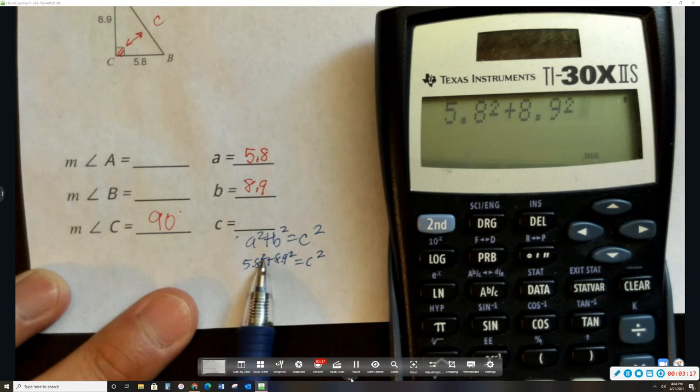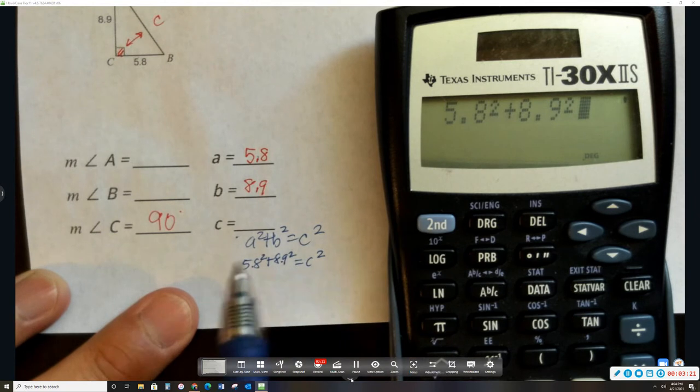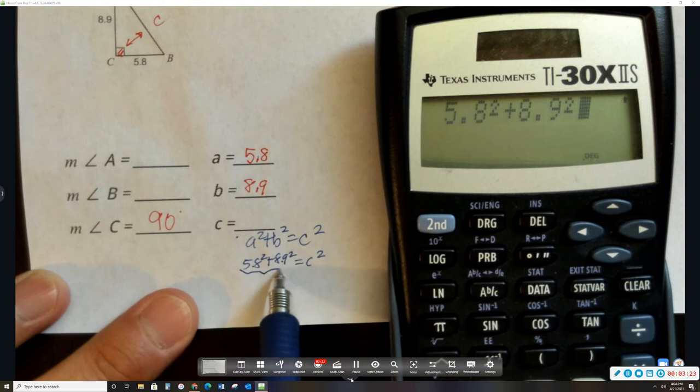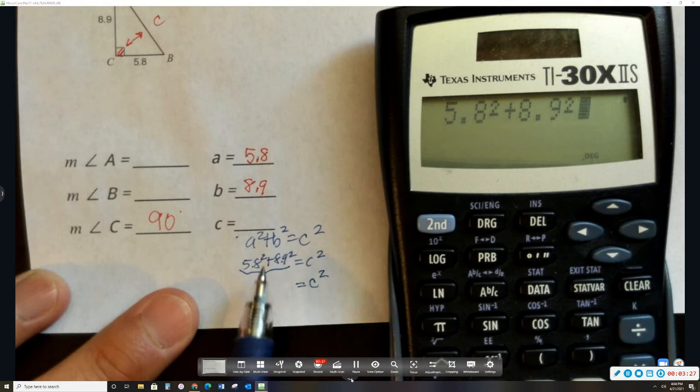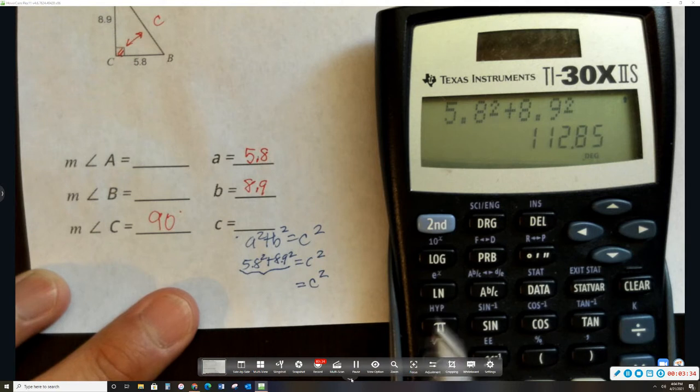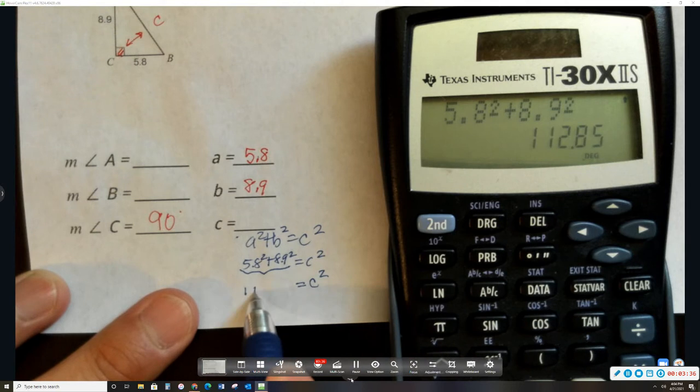I know it's 5.8 squared plus 8.9 squared. Well, the good thing about using a calculator is all of this can be typed in at the same time. Now that's only the case when we have both A and B. The other times we need to subtract the two. So anyway, when I type that in, I get 112.85.